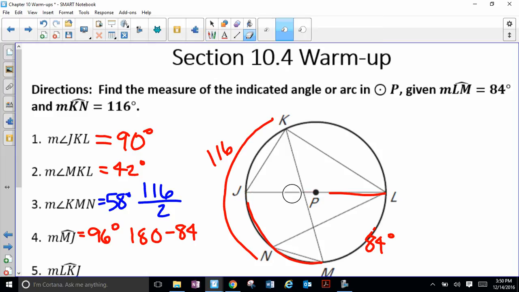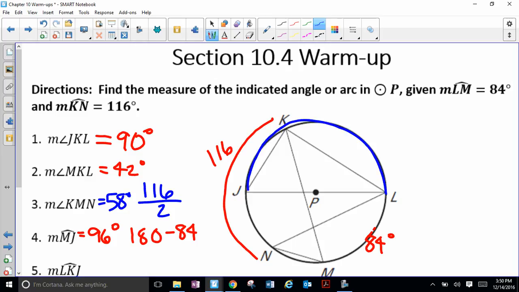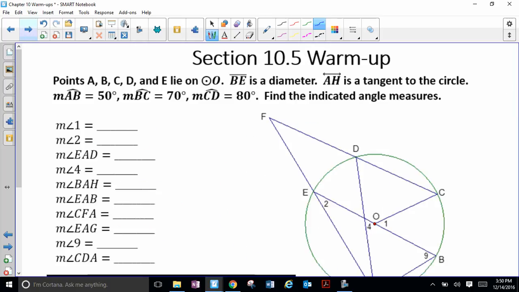All right, and the last thing we wanted was the measure of arc LKJ. So where are we? L past K to J. Well, J and L, the endpoints of that arc, are endpoints of a diameter. So it's a semicircle, so it's 180 degrees. So that one just focused on your inscribed angles and just knowing your arcs. A review from 10.2, I think is where we did the arcs.